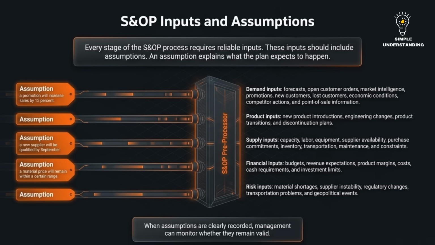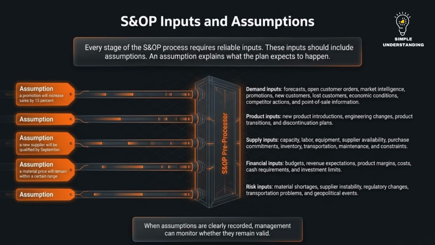Topic 5. S&OP inputs, outputs, assumptions, and the one number plan. Every stage of the S&OP process requires reliable inputs. Demand inputs may include forecasts, open customer orders, market intelligence, promotions, new customers, lost customers, economic conditions, competitor actions, and point of sale information. Product inputs may include new product introductions, engineering changes, product transitions, and discontinuation plans.